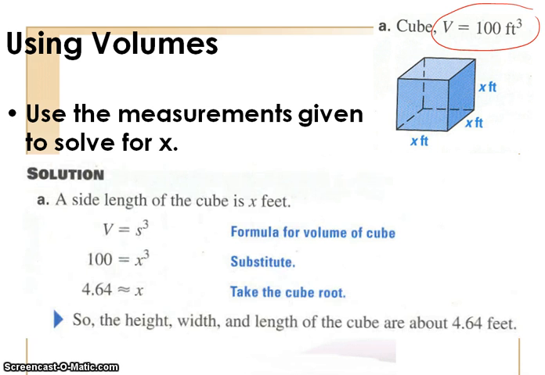So the way we would solve this is the volume is just equal to the area of the base times the height. In this case, the area of the base is s squared, the height is s. So it's actually x squared and the height is x, so that's how we get x cubed, and we know that volume's 100. So if we just take the cube root of 100, we get approximately 4.64. So the height, width, and length of this cube is approximately 4.64 feet.